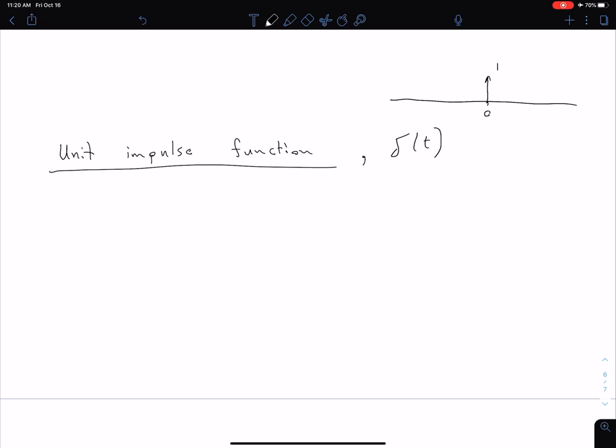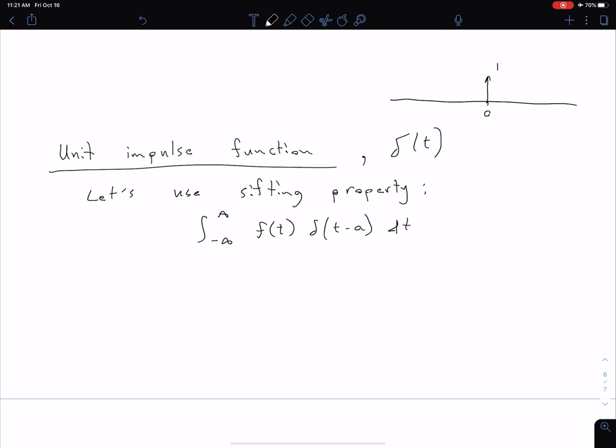But basically what we're going to do is we're going to use something called the sifting property, which you might be familiar with from a calculus class. And so what our sifting property says is that if we have the integral from negative infinity to infinity of f of t times delta of t minus a dt, that's just equal to that function evaluated at a. So basically it's our function at whatever point the delta is at.